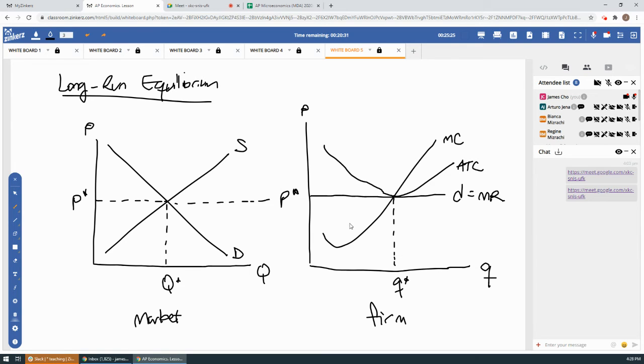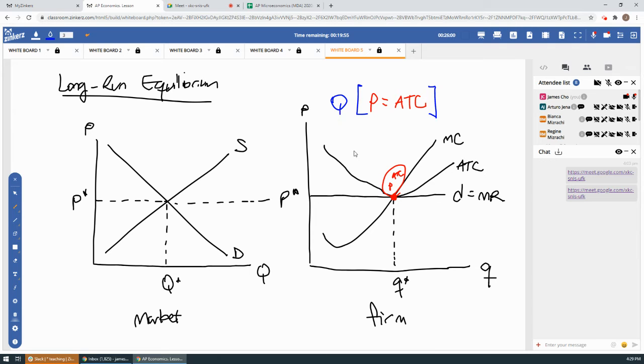Because at that quantity, take it up to the demand curve, there's the price. At that Q star, we'll take it up to your ATC curve. Well, that's also equal to my ATC. Wait a second. Right there at that Q star, price is equal to ATC. And if price is equal to ATC, how much is your profit? Zero.